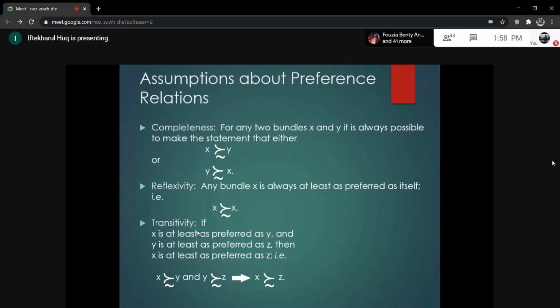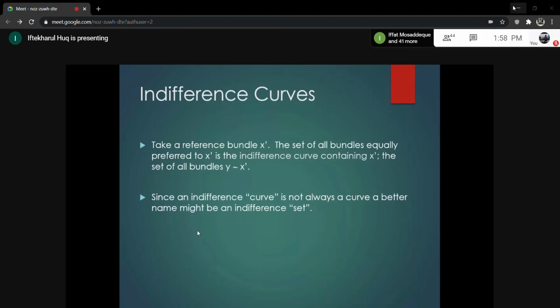So, the idea is that you should be consistent with your choice. Okay, so in your choices there should be a pattern, there should be some level of consistency. That is what transitivity is saying. We are going to use it in a minute, and we are going to see how that is relevant. So now let's start talking about indifference curves. Okay, so what do we mean by indifference curve?